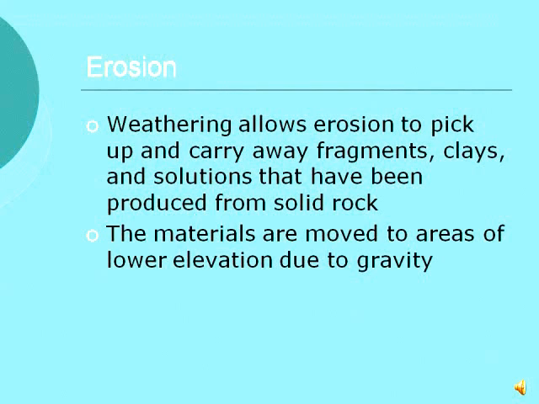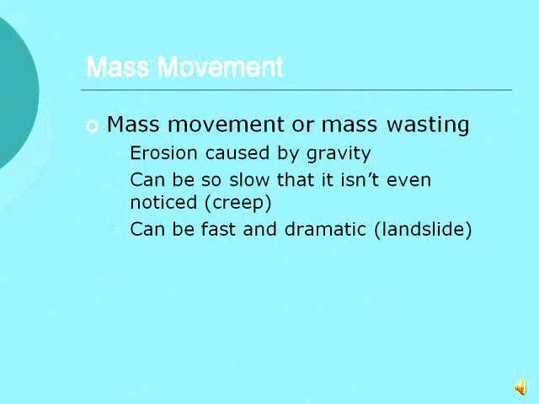Erosion. Weathering allows erosion to pick up and carry away fragments, clays, and solutions that have been produced from solid rock. The materials are moved to areas of lower elevation due to gravity. Mass movement or mass wasting is erosion caused by gravity. It can be so slow that it isn't even noticed. We call that creeping. And it can be fast and dramatic, like landslides. You've got mudslides and such in California, so it's common.